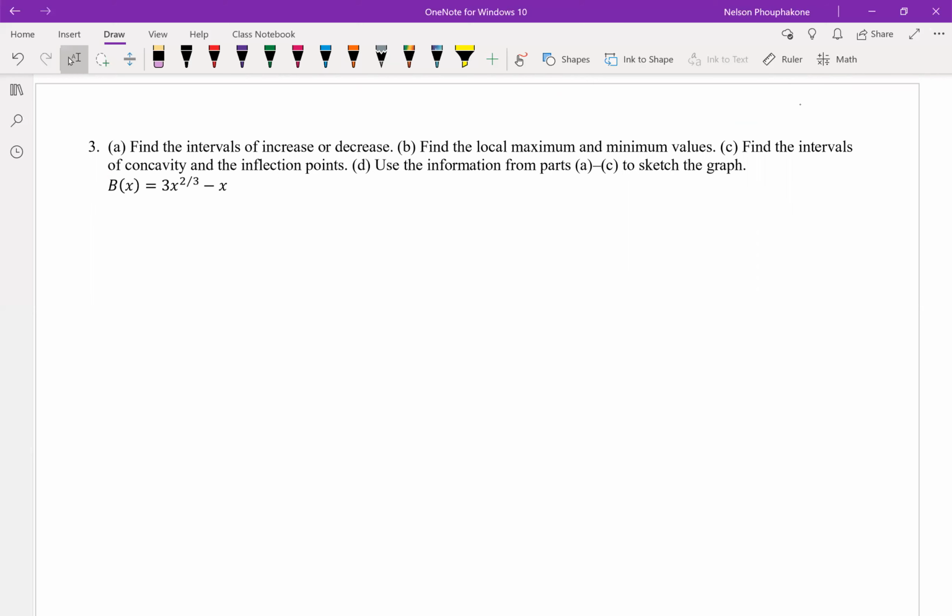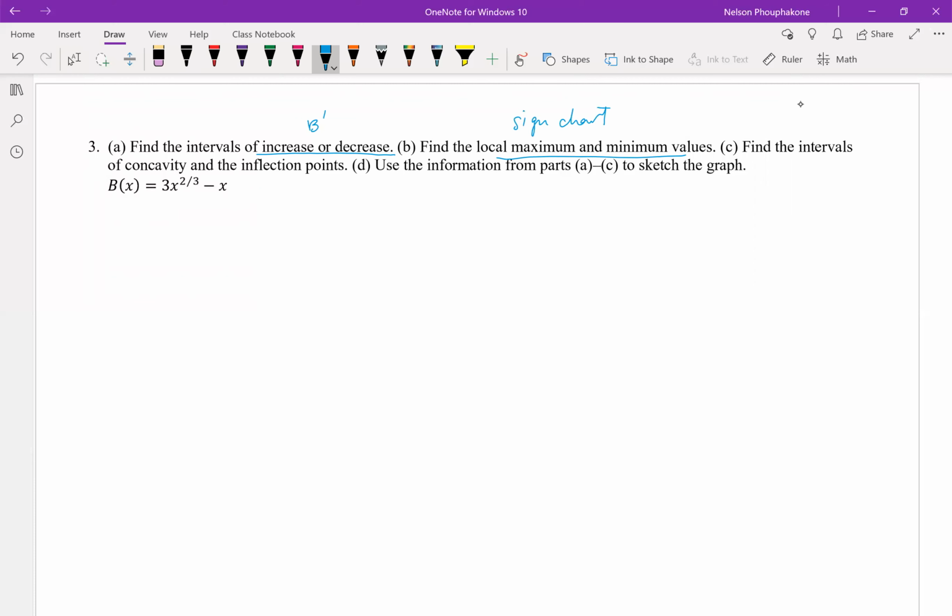Let us look at this one. I would like to find the intervals of increasing or decreasing of this function. Remember, if we want to find the increasing and decreasing, we need to work with the first derivative. We would like to find the local maximum and minimum values. So basically, for this one, we are going to use a sign chart.